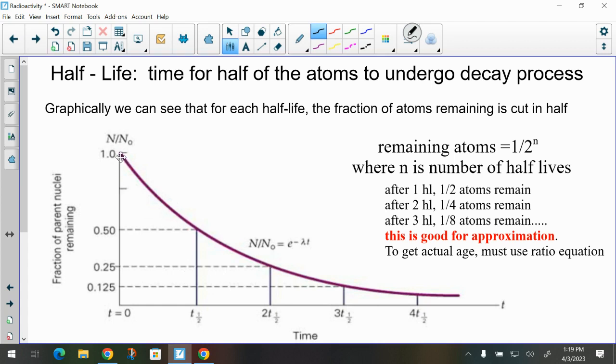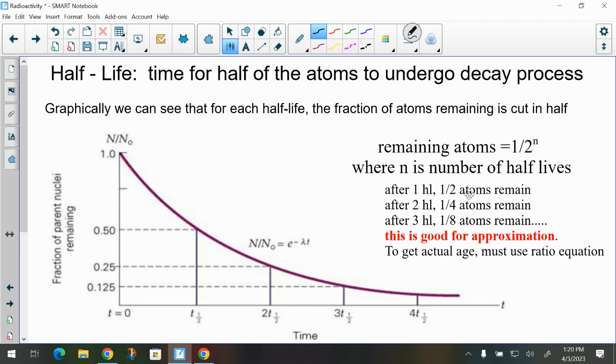So let's say there's 100 atoms. After a certain amount of time, I have 50 atoms. After that same amount of time, I have 25 atoms. After the same amount of time, again, I have 12.5 atoms. They're going to decay at a rate. Now, this is exponential decay. In math class, you learned how to do exponential decays. You can do it that way if you want to, but it's a lot easier to just look at half-lives.